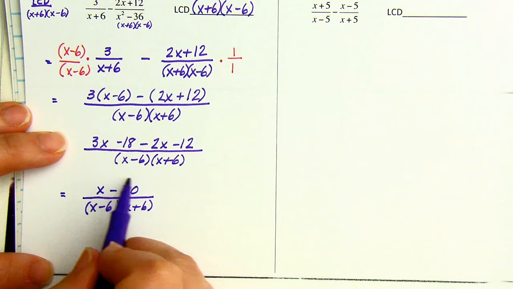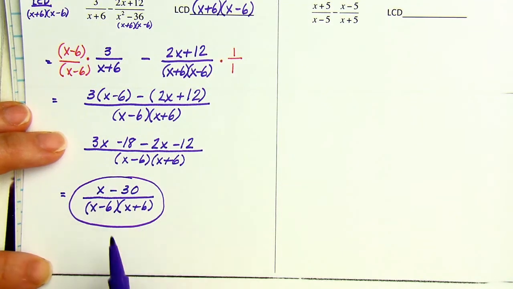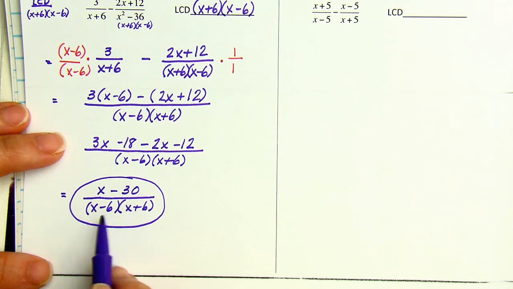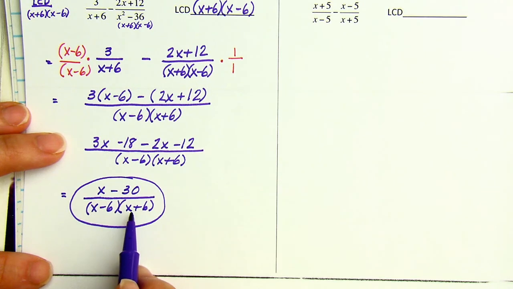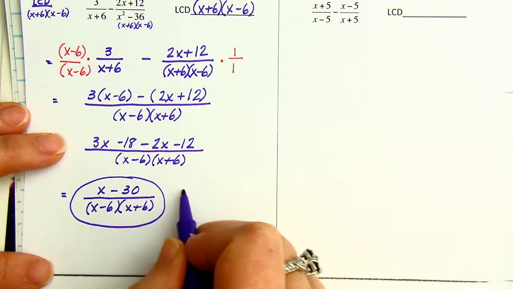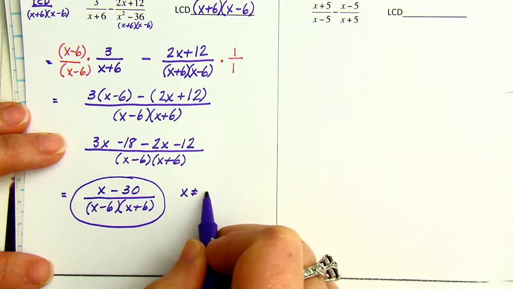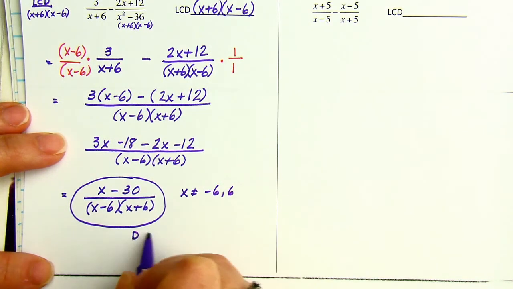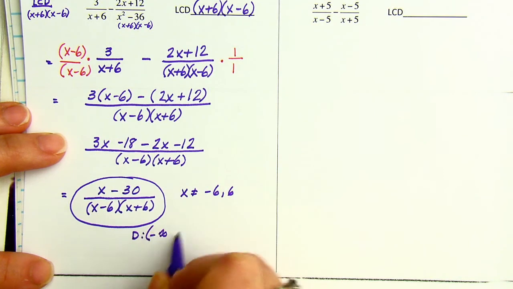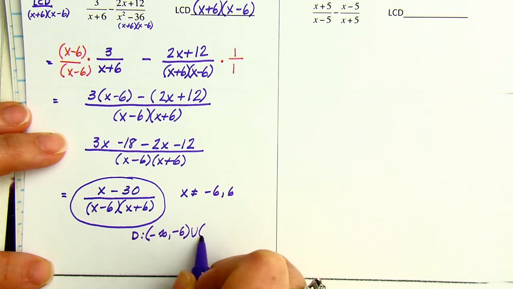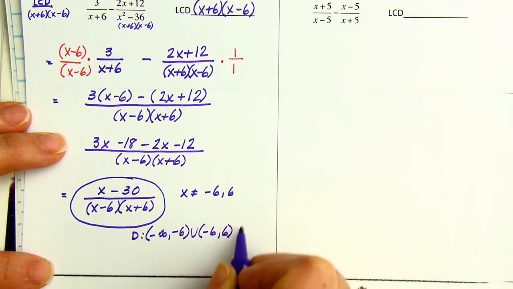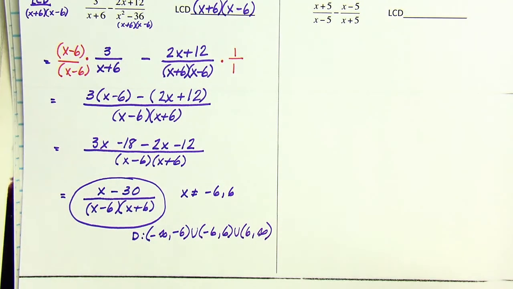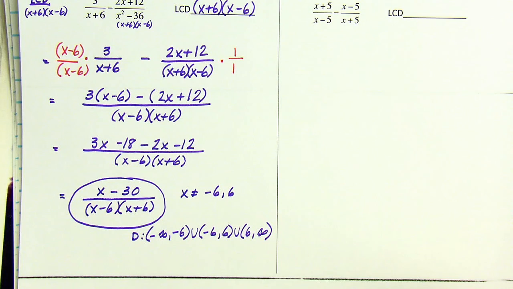This is my final answer. I can't factor anything out of x minus 30 that would be a common factor to what's in the denominator. There are restrictions. x is not allowed to equal negative 6 or positive 6. And so then my domain, if I was interested in writing my domain, is negative infinity to negative 6, in union with negative 6 to 6, in union with 6 to infinity. Okay, so if you have any questions on that, let me know.